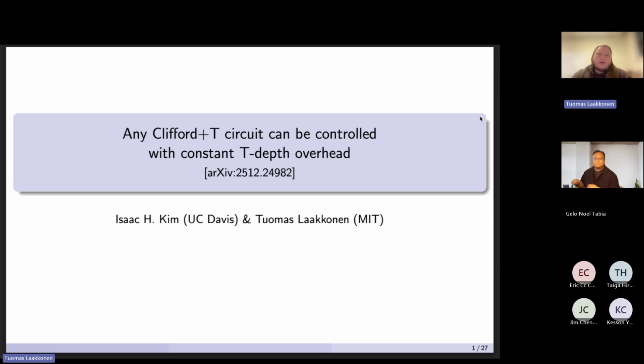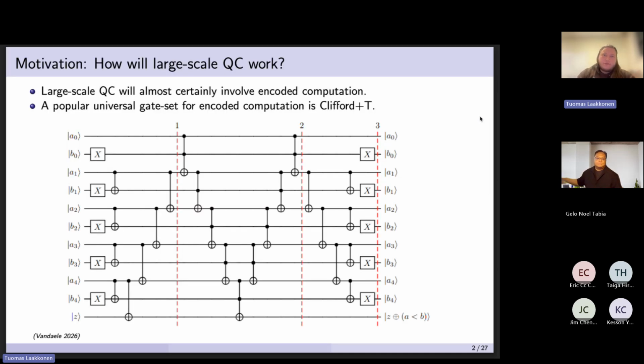And so the central motivation for this was thinking about how large-scale quantum computers will work. Large-scale quantum computers will almost certainly involve some kind of encoded computation through some kind of error correcting code. And when you are representing a computation in a code, you need to choose some particular gate set that you want to represent it in. And a popular choice for that is the so-called Clifford+T gate set.